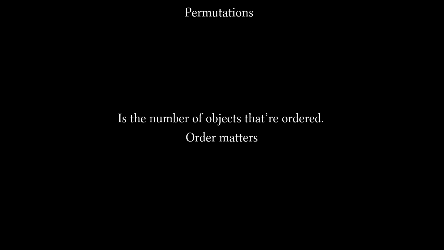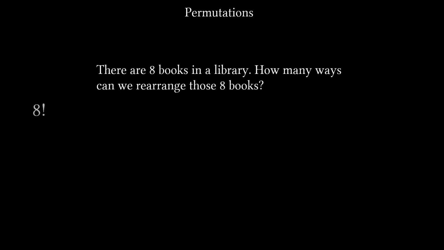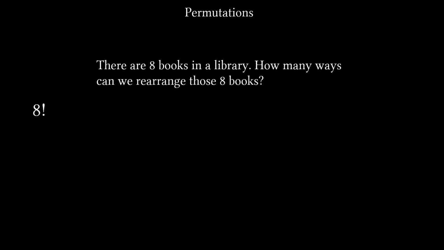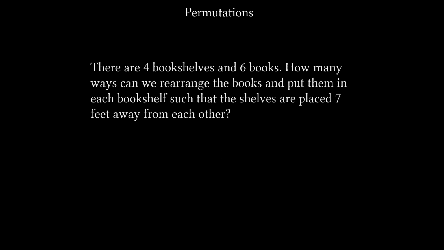Now, let's move on to permutations. Permutations is the number of objects that are ordered. In short, order matters. Let's say you're given a very measly word problem. There are 8 books in the library. How many ways can we rearrange those 8 books? Since we know there are 8 books, the number of objects, we can simply use the factorial notation for this, and it'll give us 40,320 ways.